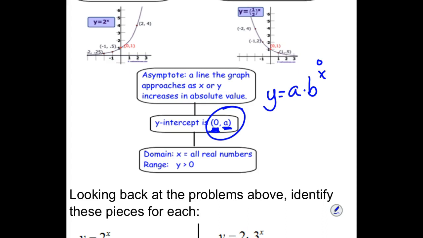Our domain, we said, was all real numbers. Our exponent can be positive, negative. It can be decimals, fractions. It can be 0. Our range, it says y is greater than 0. Does that fit with the graphs that we just did? All of them were leveling off just right above the x-axis, right? They weren't touching the x-axis. So they are going to be greater than 0. Again, that would change if we do what? Shift it up or down, or if we reflect it over.